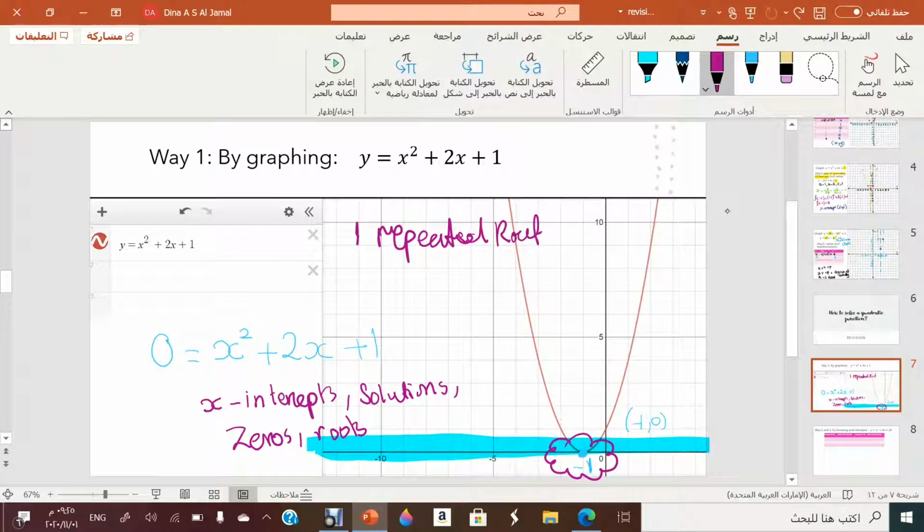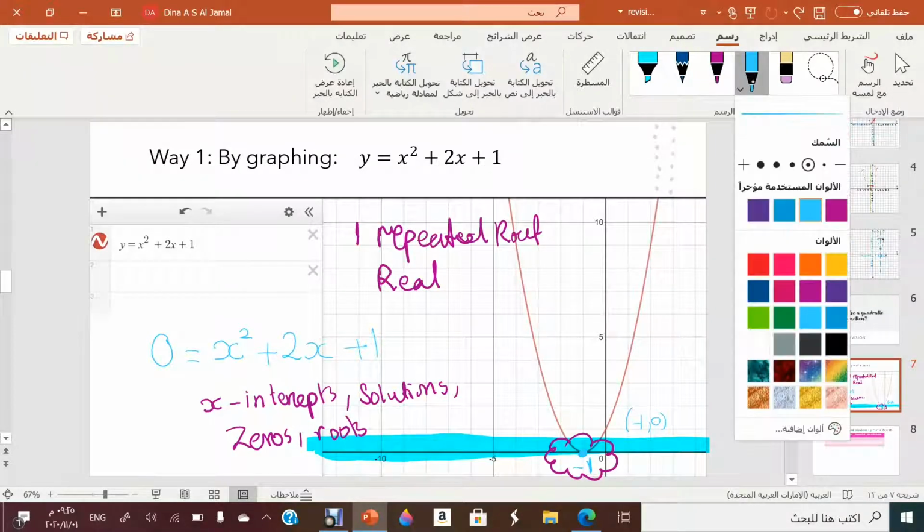And if you would like to explain it more, it will be real. So 1 repeated root, or you will be saying that it is 2 double roots. It can be done in both ways. Okay. So that was by graphing. You only need to look how many times your graph is intersecting your x-axis.